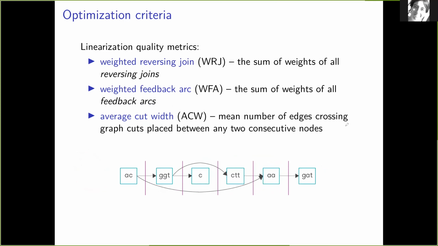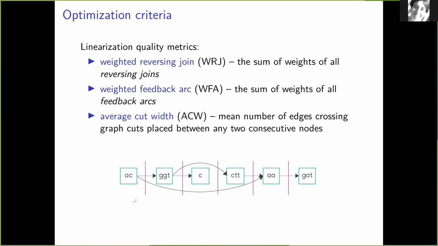And what is a good linearization? We consider three metrics. The first two are the sums of weights of reversing joins and feedback arcs, respectively. And the third one is the average cut width. Here we consider cuts of the graph that go between every pair of two consecutive nodes, consecutive in the order. And cut width is the number of edges that are crossed by the cut.